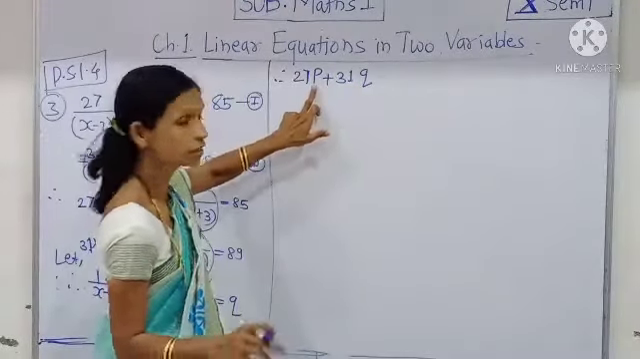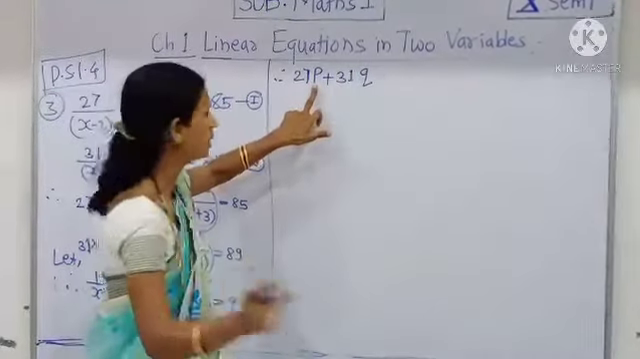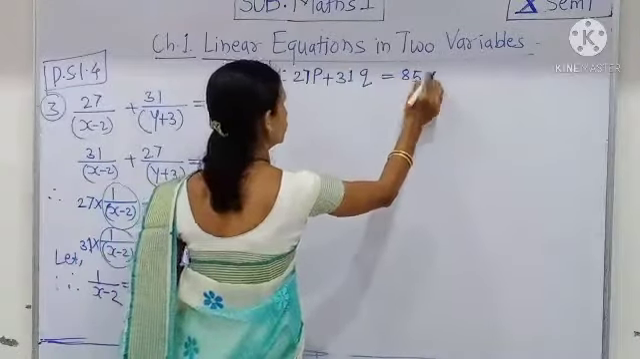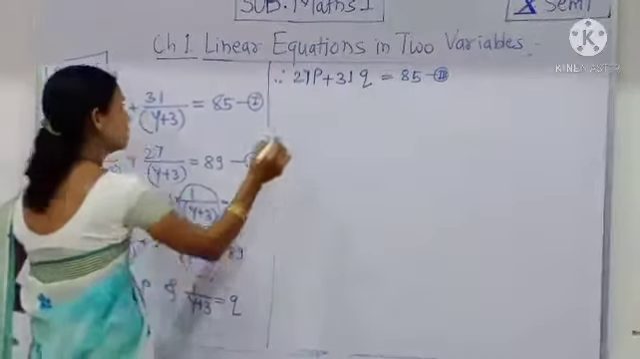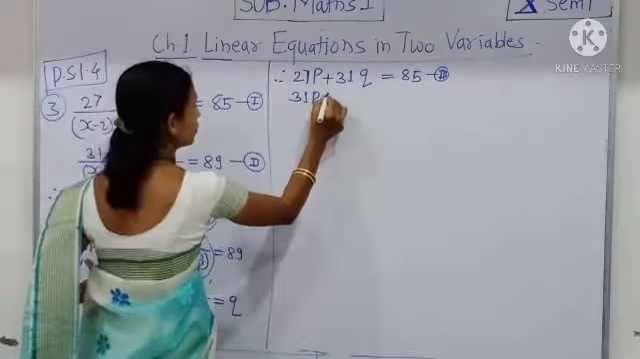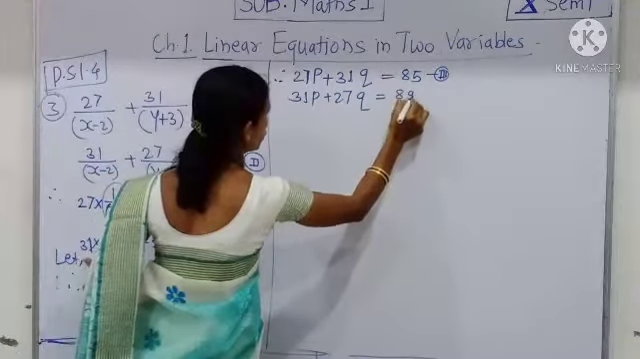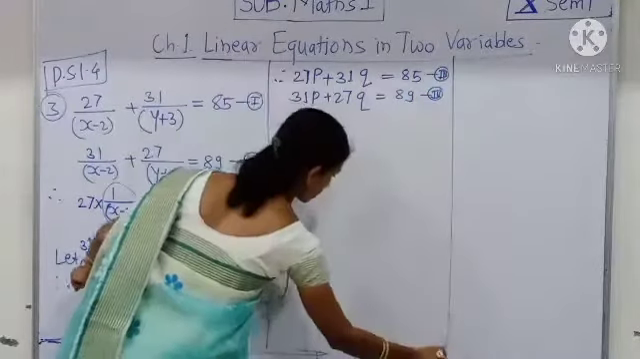Therefore, we have to write the symbols of variables correctly. Is equals to 85. Let this be equation number 3. Then equation 2 becomes 31p plus 27q is equals to 89. Let this be equation number 4.